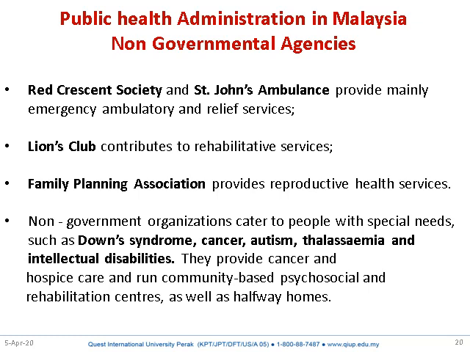Then some other non-governmental organizations cater to people with special needs. What are the people with special needs? Like Down syndrome, those with cancer, those with autism, those with thalassemia, intellectual disabilities, all these. They provide cancer and hospice care. Hospice care means care for terminally ill patients. They also run community-based psychosocial and rehabilitation centers as well as halfway homes.